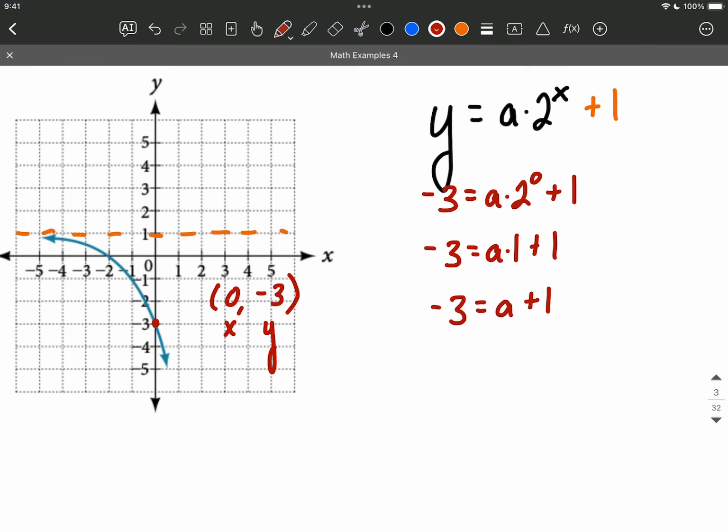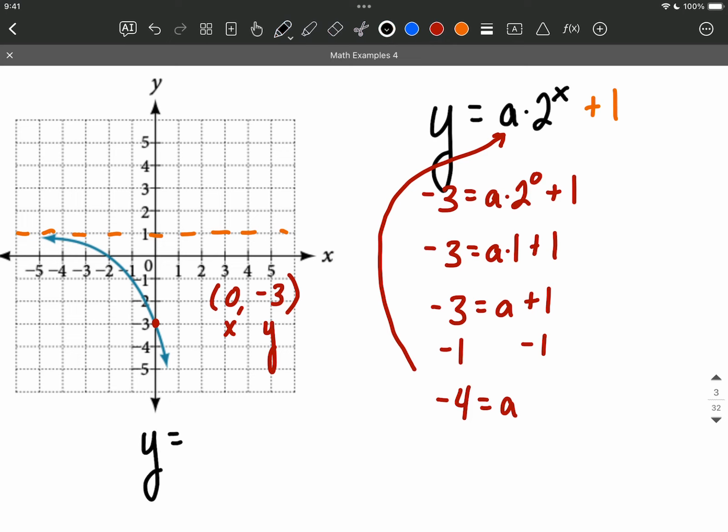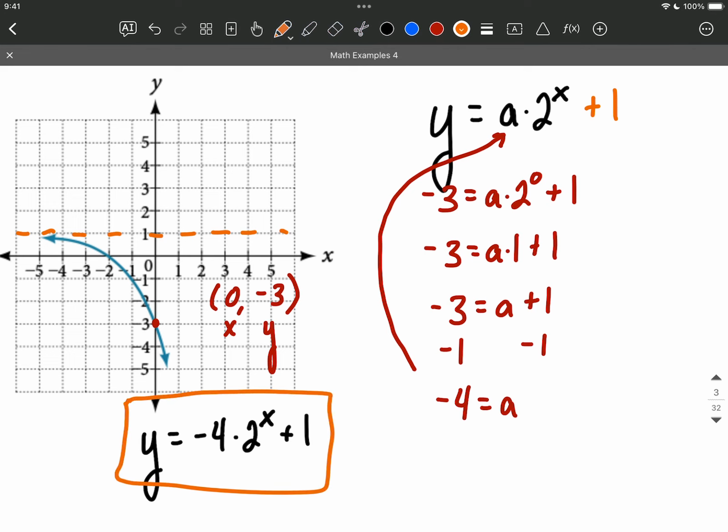To find a, our only unknown here, we subtract 1 from both sides. So we get -4 as our value for a. Because that was our only missing component, we take it back up here and replace a with -4, and we'll have our function. So our function is going to be y equals -4 times 2 to the x power plus 1. And if we graph that, it'll give us the graph that's up above here on the left-hand side. Hope this helps out. Good luck.